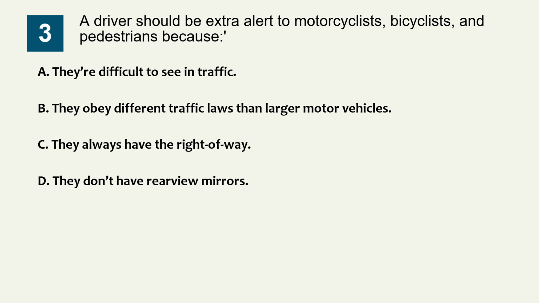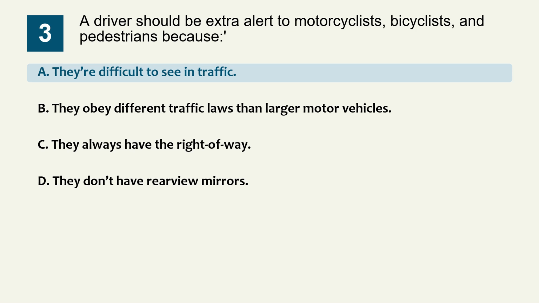Question 3. A driver should be extra alert to motorcyclists, bicyclists and pedestrians because Option A. They are difficult to see in traffic. Option B. They obey different traffic laws than larger motor vehicles. Option C. They always have the right of way. Option D. They don't have rear view mirrors.